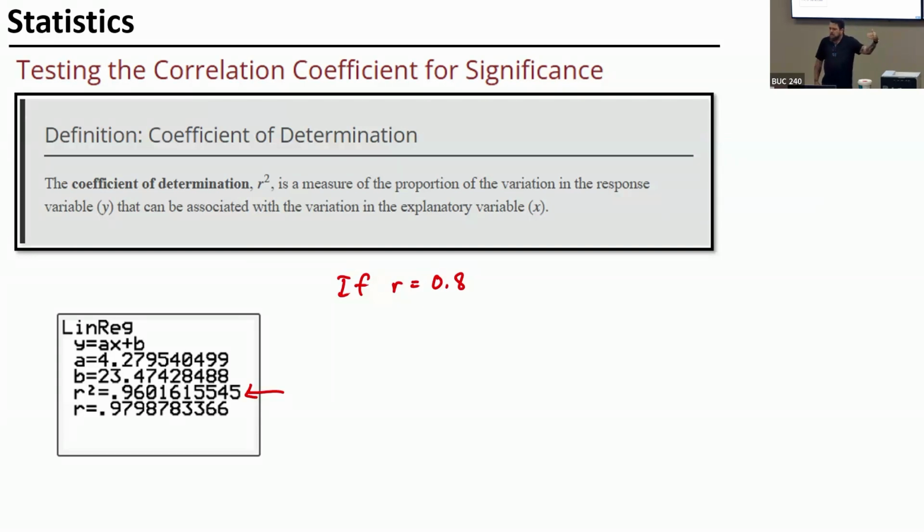I mean, okay. Well, then I look at his R squared. Now, this is what I like. R squared is obviously going to be 0.64. This is what it means. Now, read what it says. The coefficient of determination, R squared, is a measure of the proportion of the variation in the response variable Y that can be associated with the variation of the explanatory variable X. Y'all get it? Y'all understand that perfectly, don't you? Sure you do. This is what it's saying.